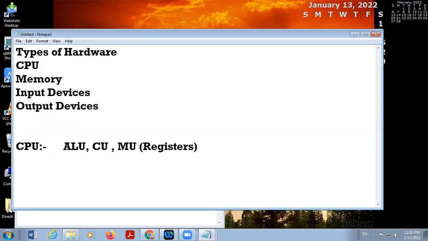Clear? So these are the three parts of your CPU: ALU, CU, MU. ALU stands for Arithmetic and Logic Unit. CU stands for Control Unit. MU stands for Memory Unit.